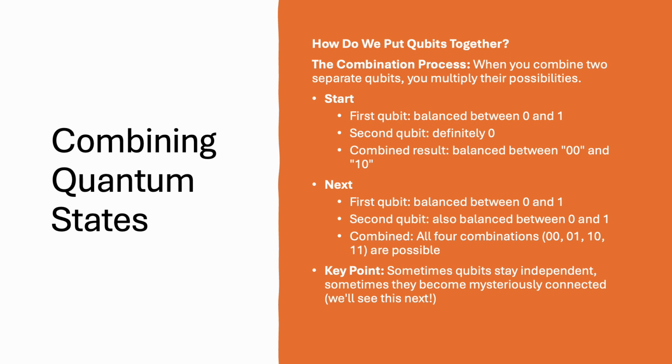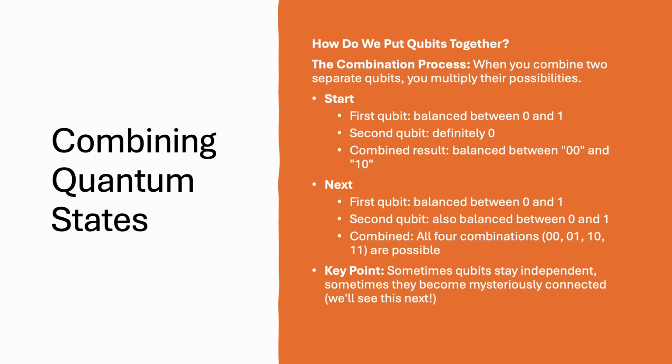When we want to describe a system of multiple qubits, we need a way to combine individual qubit states into a complete description. This process is called taking the tensor product, though don't worry too much about the mathematical name. The concept is straightforward. Essentially, when you combine two qubits, you multiply out all the possibilities to see what states the combined system can be in. Let us work through some examples to make this concrete.